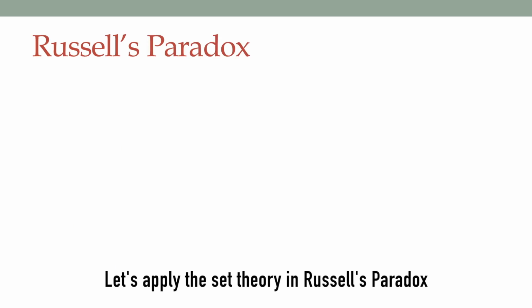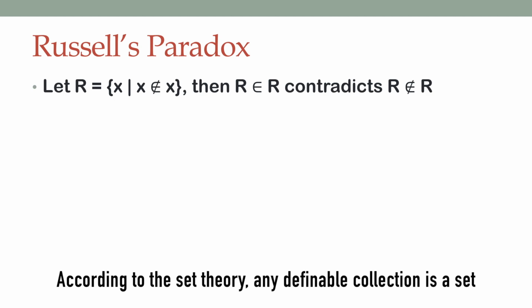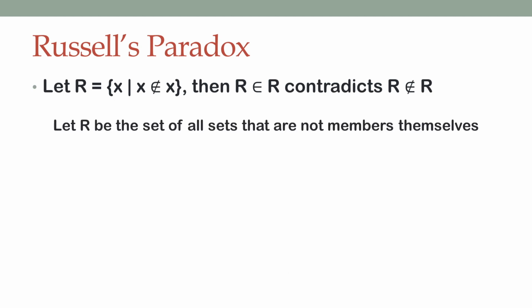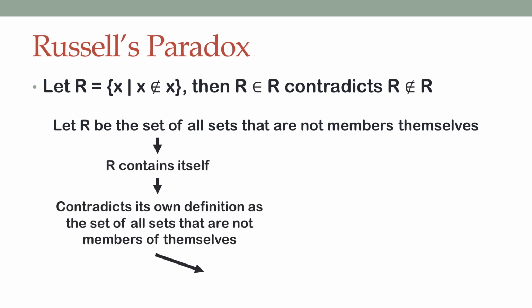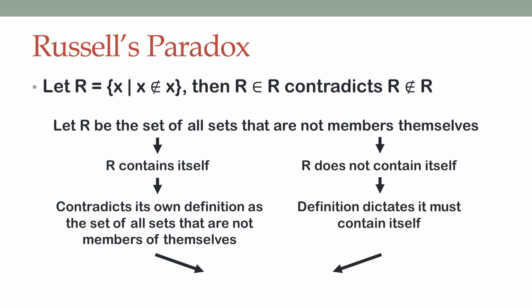Let's apply the set theory to Russell's paradox. According to the set theory, any definable collection is a set. Let R be the set of all sets that are not members of themselves. If R contains itself, then it contradicts its own definition as the set of all sets that are not members of themselves. If it does not contain itself, then its definition dictates that it must contain itself. These two answers lead to contradiction.